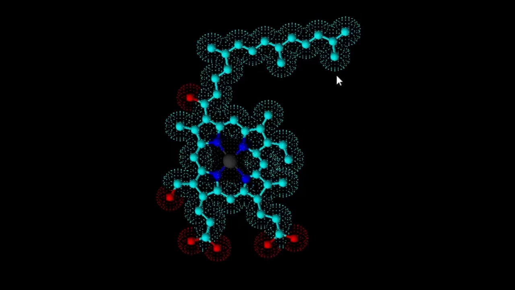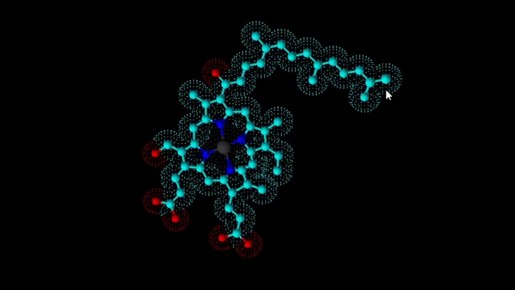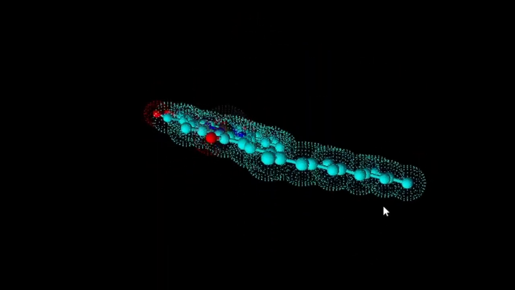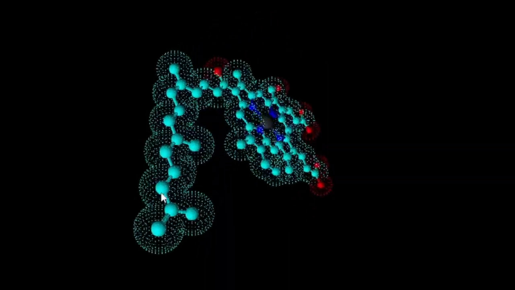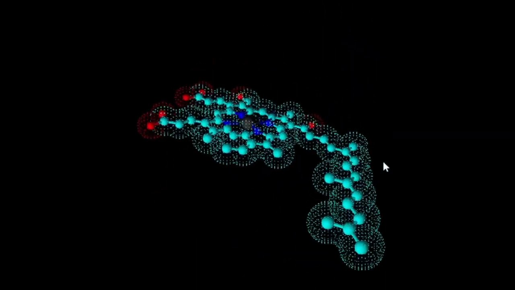Now this is the structure of the cytochrome C oxidase enzyme that also is targeted by cyanide ion. So these two are involved when blood is contaminated with cyanide ion.